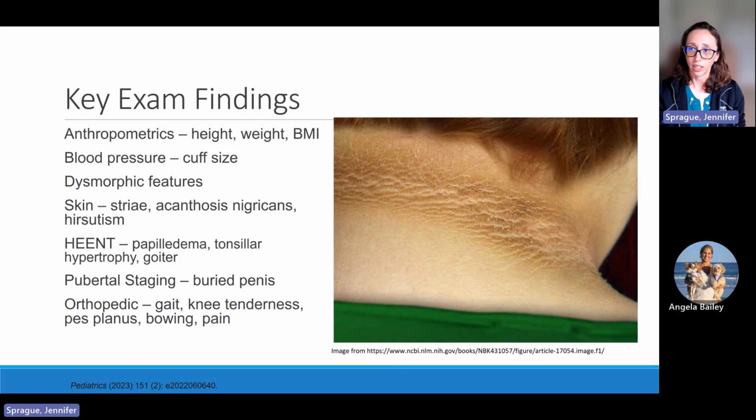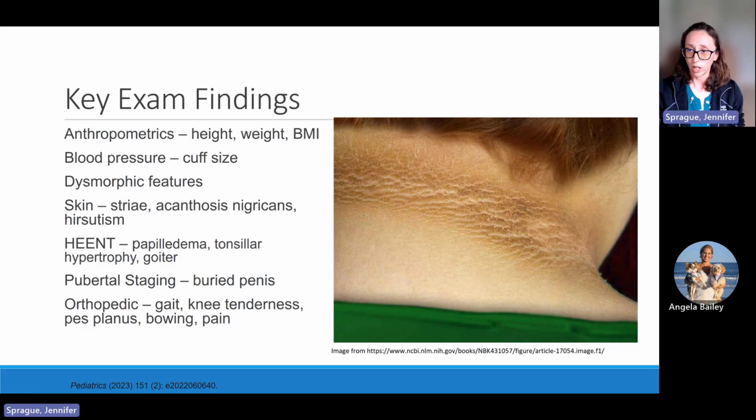So height, weight, calculating BMI, blood pressure. Pay attention that you're using an appropriate cuff size, or you'll get a falsely elevated blood pressure. Does the patient have dysmorphic features that may make you think about genetic or syndromic forms of obesity? Do they have stria, acanthosis nigricans as a sign of insulin resistance? So that's shown right here, this darkening, thickening, velvety look on the skin that we'll often see around the neck or axilla. Do they have hirsutism?